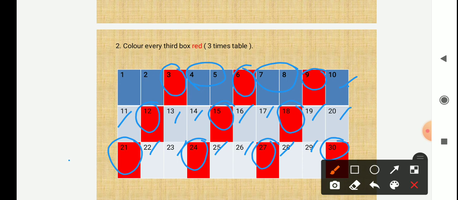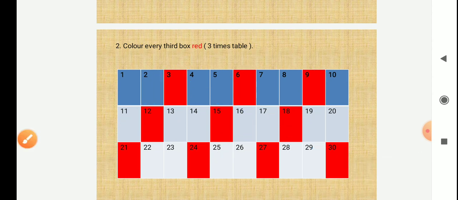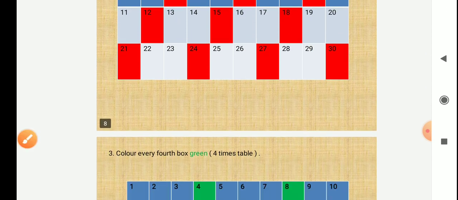3 1s are 3, 3 2s are 6, 3 3s are 9, 3 4s are 12, 3 5s are 15, 3 6s are 18, 3 7s are 21, 3 8s are 24, 3 9s are 27 and 3 10s are 30. Now, let's solve question number 3.